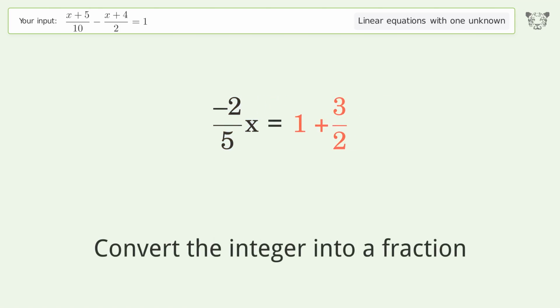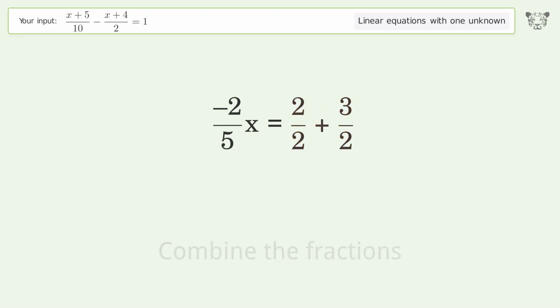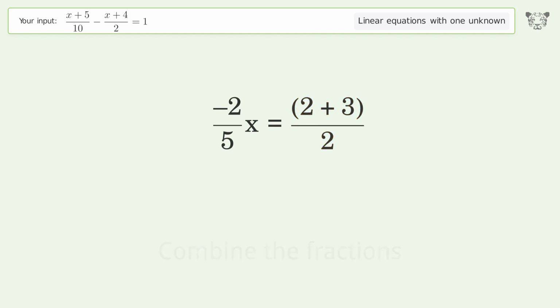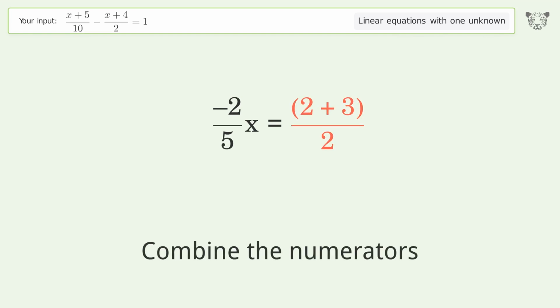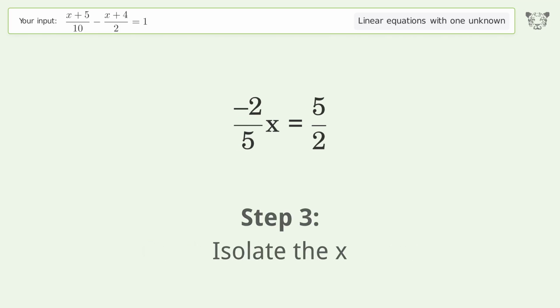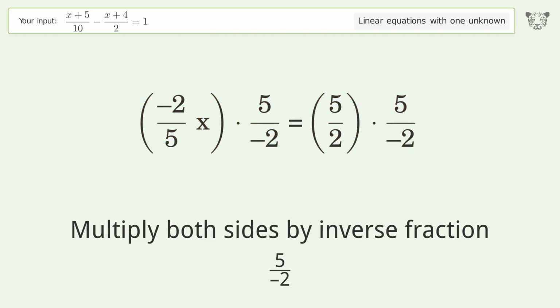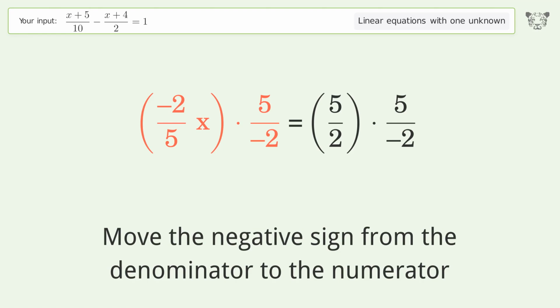Convert the integer into a fraction. Combine the fractions. Combine the numerators. Isolate the x. Multiply both sides by inverse fraction 5/2. Move the negative sign from the denominator to the numerator.